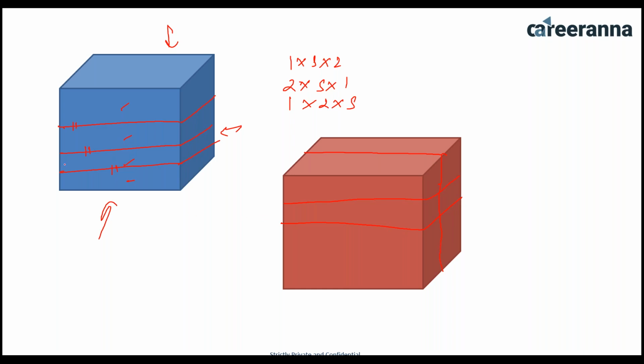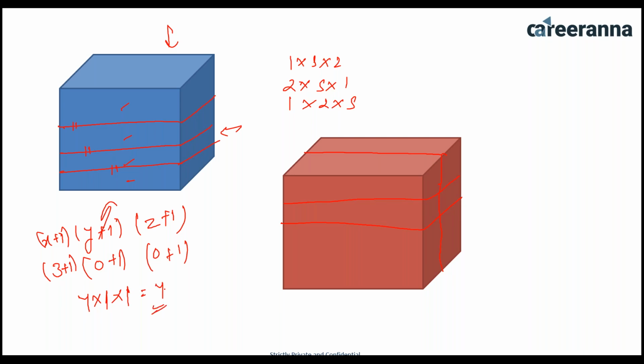So what I have done here is x plus 1, y plus 1, z plus 1. In this case, x is 3, y is 0, and z is 0. So it will be like this, 0 plus 1 and 0 plus 1. So this is 4 multiplied by 1 multiplied by 1. It will give you 4 pieces. I can easily count 1, 2, 3, 4. Now in this case, first piece will be this, second this, third this, fourth will be this, the back side of this piece. Fifth will be this, and sixth will be this.